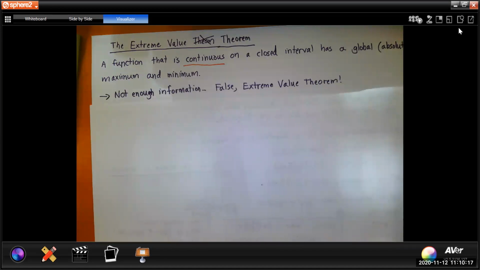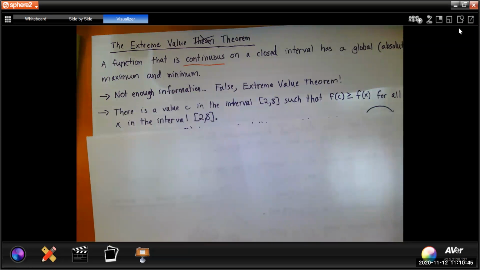So again, to recapitulate, not enough information is false. We knew that the function was continuous on a closed interval. Therefore, the extreme value theorem tells us we have to have a global or absolute maximum, and we have to have a global or absolute minimum. Now, this is not a guarantee for any function unless it's on a closed interval. More on that in a bit.